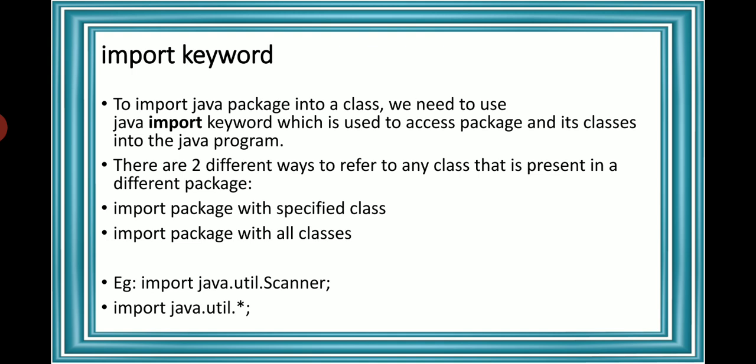Now there are two ways of importing the package. First way is you write import java.util.Scanner. It means you are explicitly mentioning that you want to use the Scanner class from the util package. So here you are telling the name of the class that you want to use. Another way could be you write import java.util.*. When you write util.*, it means you are importing all the classes in this package. So you can use any of the classes in your program. You are not specifically mentioning that you are using this particular class only.